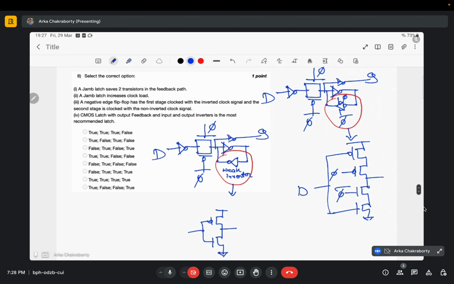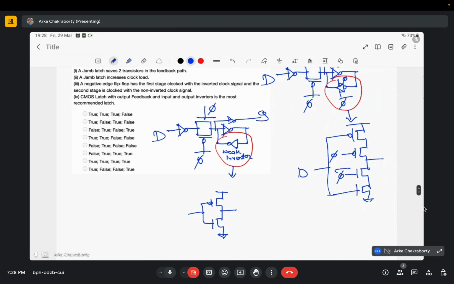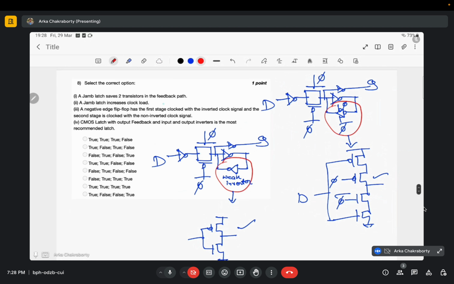So the first statement, that a jam latch ships 2 transistors in the feedback path, you can see instead of 4, a jam latch has only 2 transistors, so it is saving 2 transistors. The first statement is true. Now the second statement is, a jam latch increases the clock load.